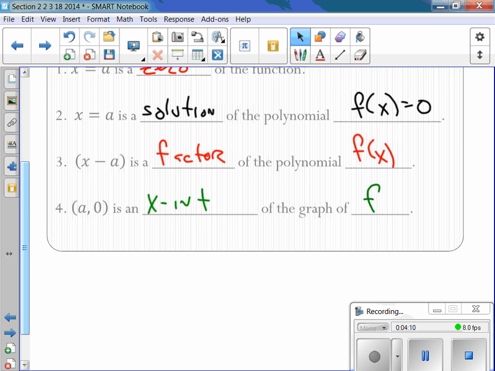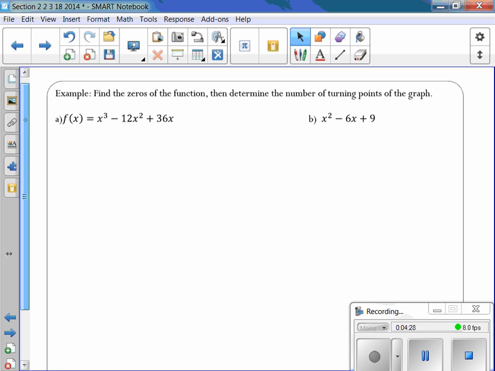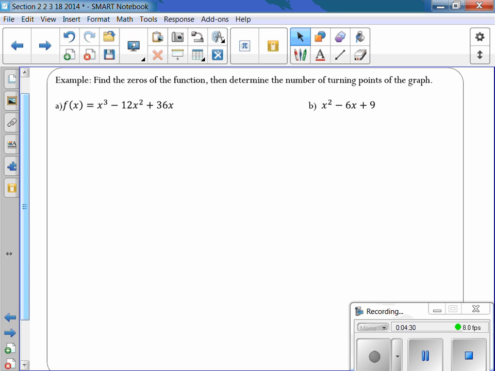Knowing that my x-intercept is at (a, 0) is the same thing as saying x equals a is a solution of f of x equals 0, which is the same thing as x equals a is a zero. They all say the exact same thing, whether we're factoring, looking for a zero, or graphing and coming up with that x-intercept. So when we look at something like this, we want to find the zeros of the function and determine the number of turning points of the graph.